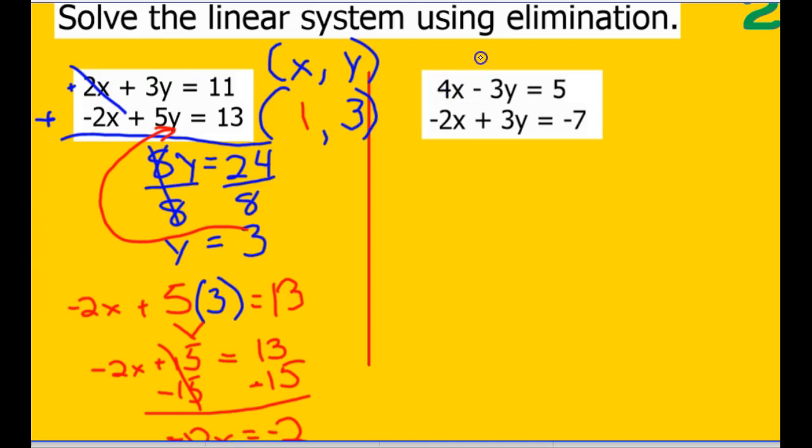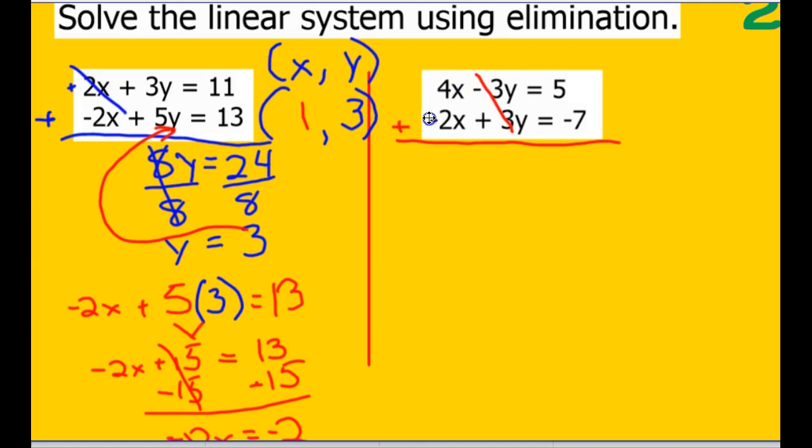Alright, so if we look at this next one, we need to figure out if we have any opposites. So let's start off by looking at our x's. We have 4x on top and negative 2x on the bottom. Those are not opposite, so we have to leave the x's alone for now. Now on here we have negative 3y and positive 3y. Those are opposites because negative 3y is the opposite of positive 3y. So what we're going to do is add both of these equations. Because these are opposites, we can eliminate them using elimination.